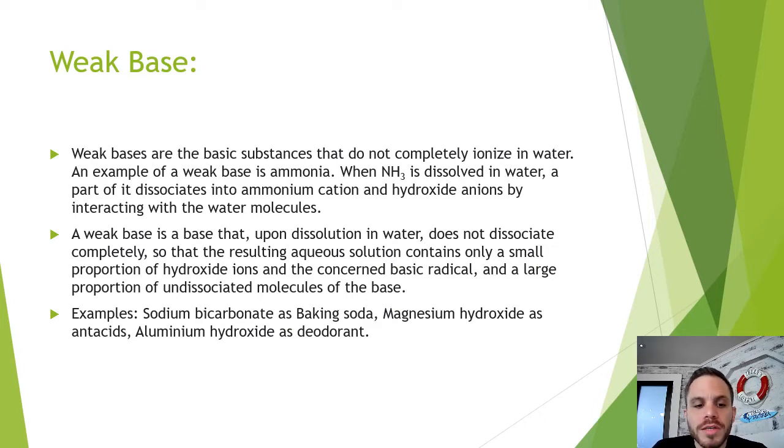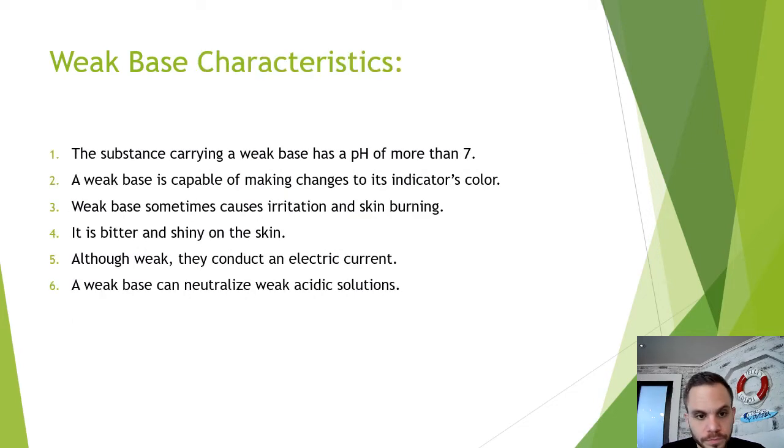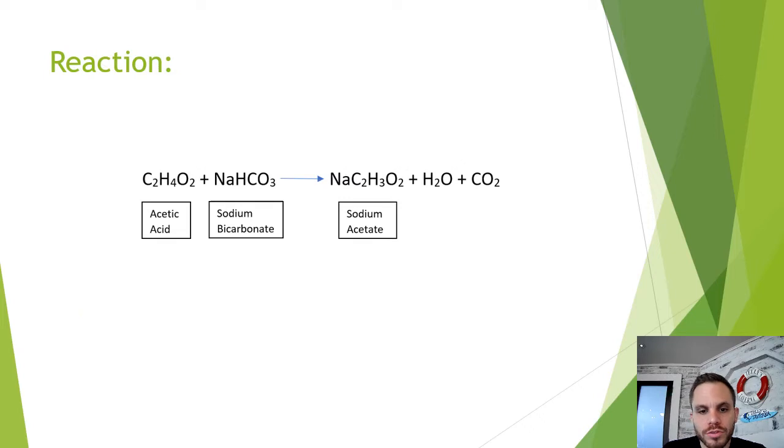Some examples of weak bases are sodium bicarbonate as baking soda, magnesium hydroxide as antacids, and aluminum hydroxide as deodorant. Some weak base characteristics: the substance carrying a weak base has a pH of more than 7. A weak base is capable of making changes to an indicator's color. Weak bases sometimes cause irritation and skin burning. It is bitter and shiny on the skin. Although weak, they conduct electric current. A weak base can neutralize weak acidic solutions.